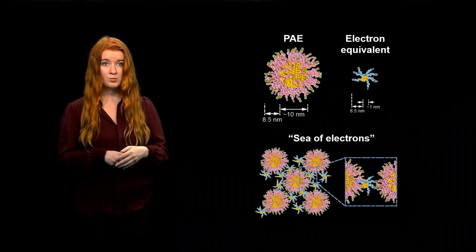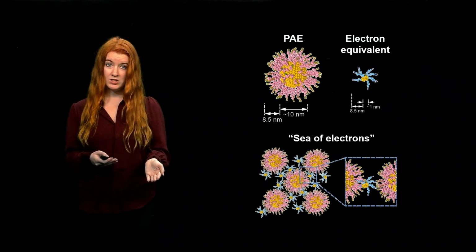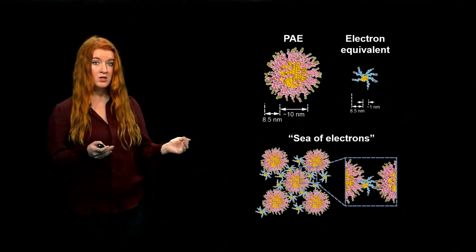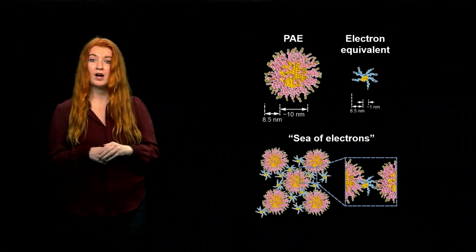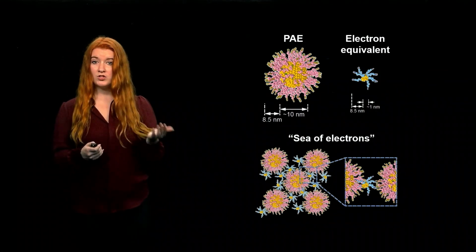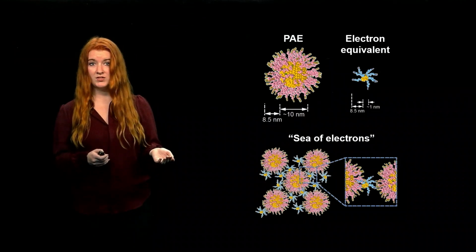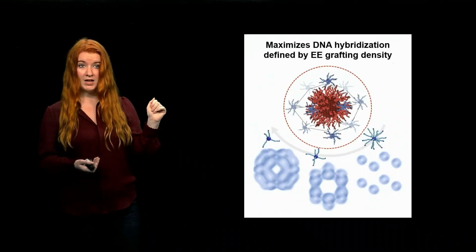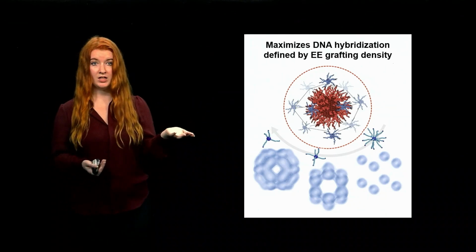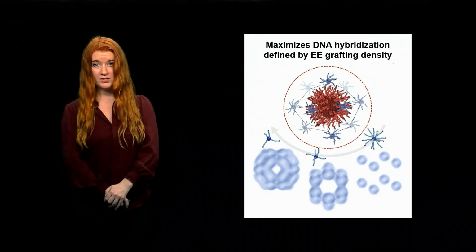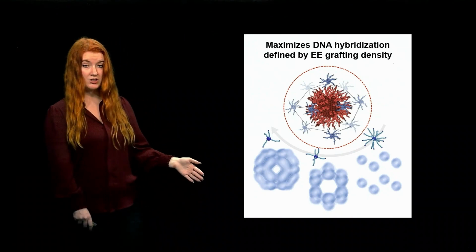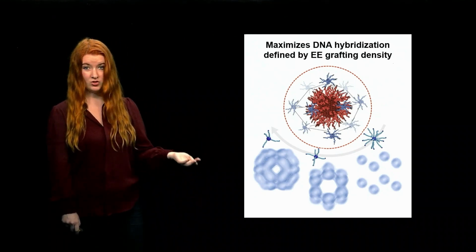Now, unlike PAEs, which adopt fixed positions within lattices, electron equivalents can roam through the lattices of larger PAEs, similar to the sea of electrons that describes metallic bonding. The strength of interaction between larger PAEs and electron equivalents dictates their arrangement relative to one another. With spherical PAE systems, the DNA bonding is symmetrical in all directions. These electron equivalents can break this symmetry to enable directional bonding with otherwise isotropic structures.